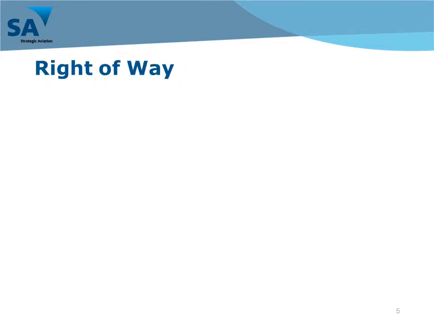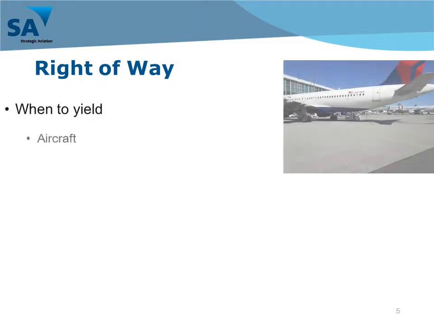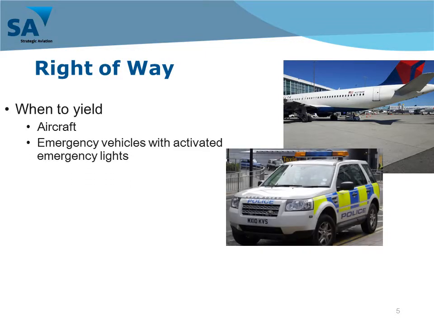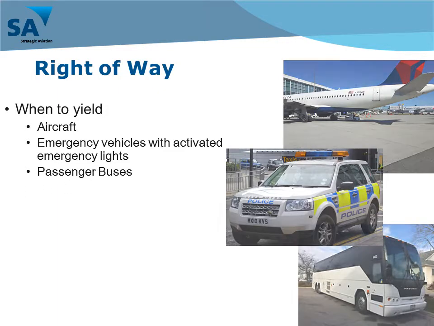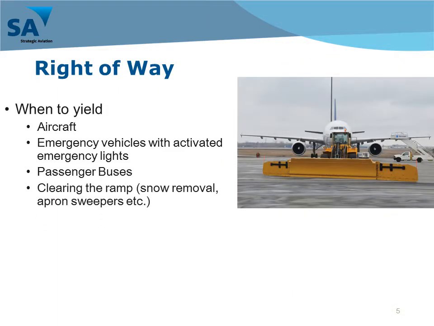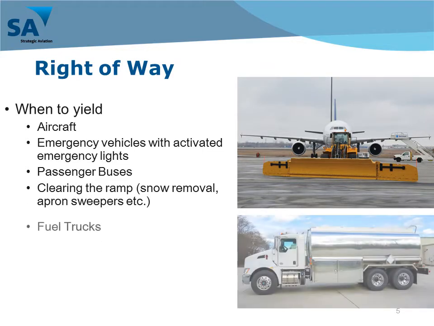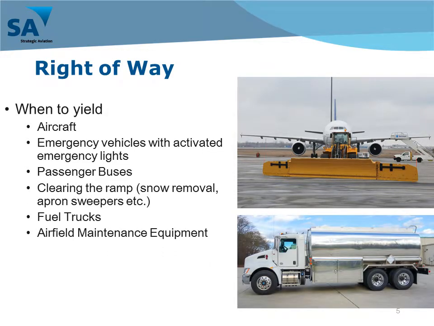It is also important that you know who has the right-of-way on the ramp. You should always yield to aircrafts whether they are under power or being towed. Emergency vehicles responding to an incident also have the right-of-way. Other vehicles you should yield to are passenger buses, any equipment or vehicle that is clearing the ramp, fuel trucks, and airfield maintenance equipment. There may be other vehicles that you need to yield to specific to your airport, but this will be covered in your classroom training.